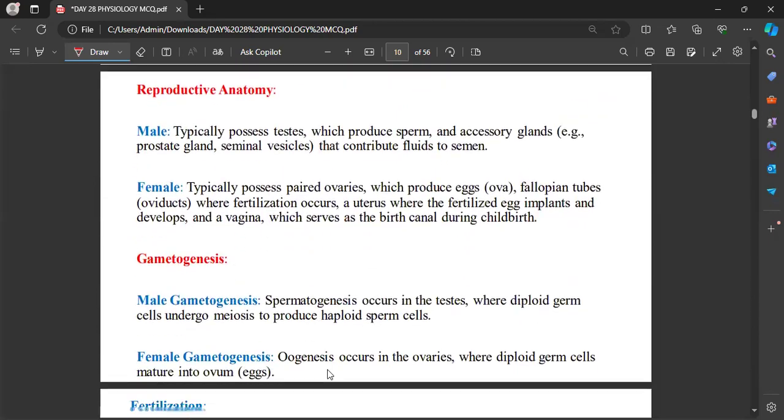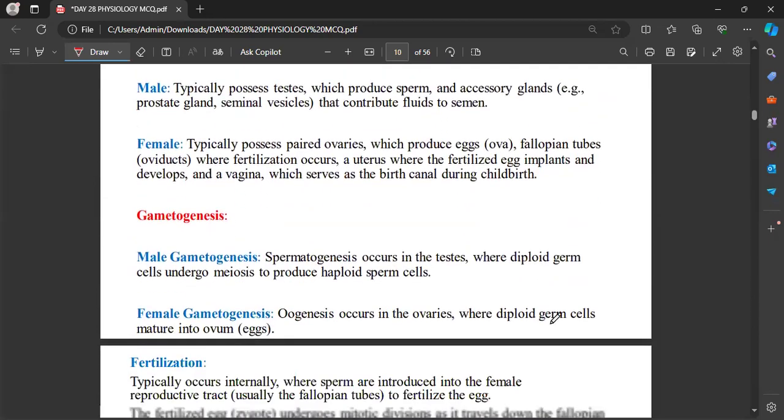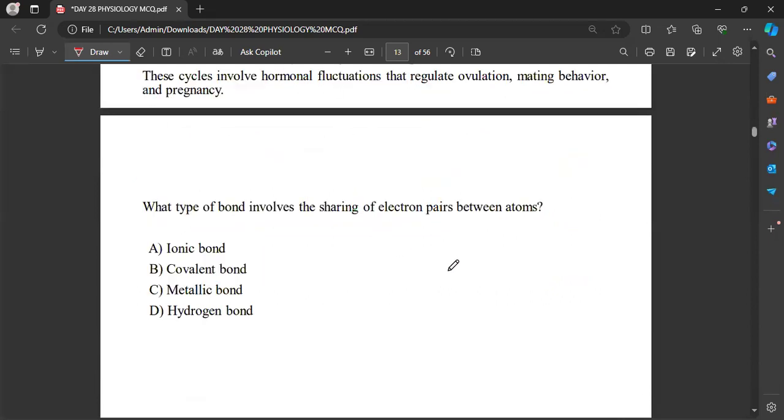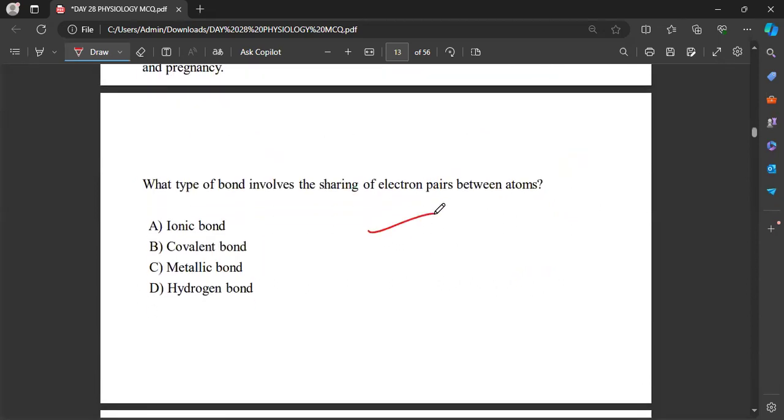Okay, now coming to the reproduction. Let's solve some of the questions, and after that we'll go to the reproduction in mammals. Which type of bond involves the sharing of electron pairs between the atoms? Sharing of electrons.